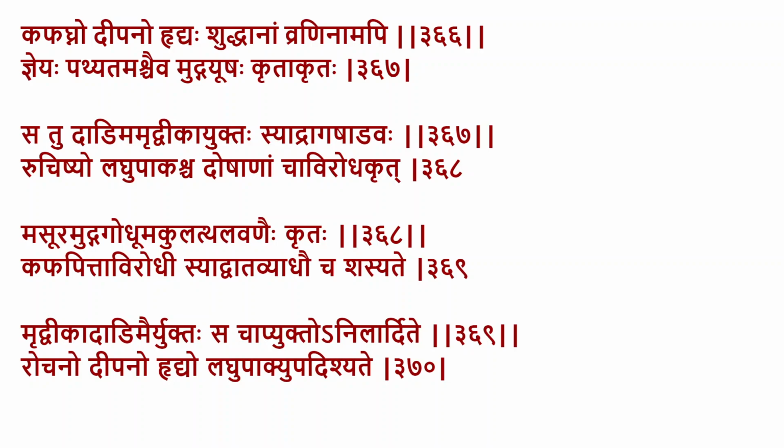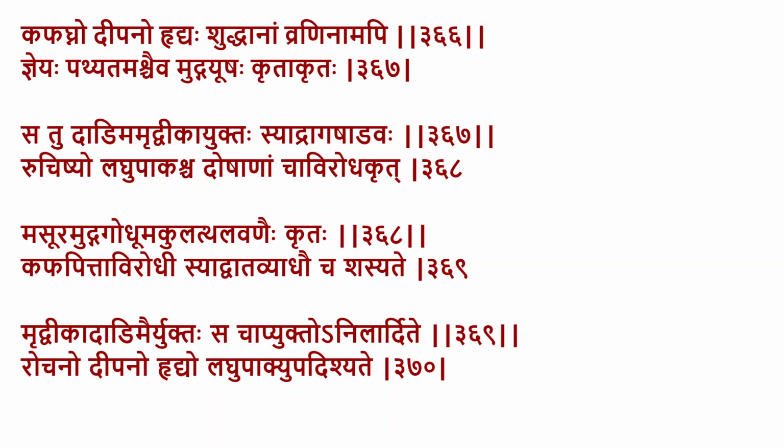Mudgayusha added with Dadima and Mridvika, that is Dadima and Draksha, is also called Ragashadava. Ragashadava is the name for the Mudgayusha, green gram soup, with these processes. It is Ruchishya, Laghupaka, Doshanam Chavirodha.